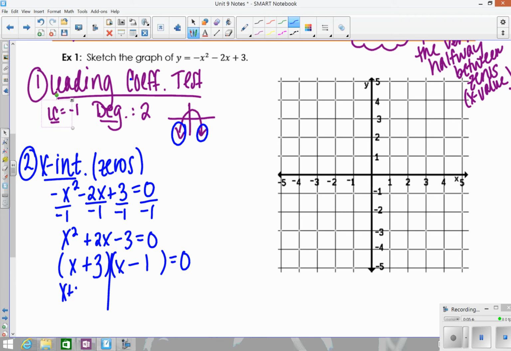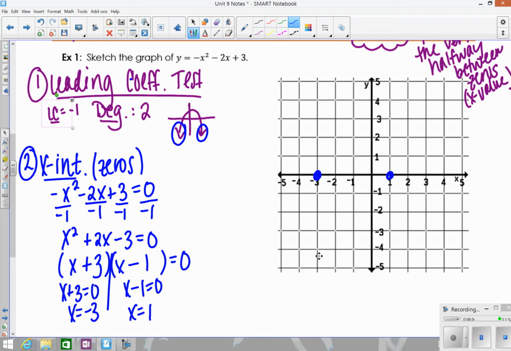Split this and get our zeros. So we have x equals -3 and x equals 1. It's our two zeros. So we can go ahead and actually plot those. So right now I know that my parabola has to pass through -3 and it has to pass through 1, and both ends are going to be going down. So this is like the general shape.